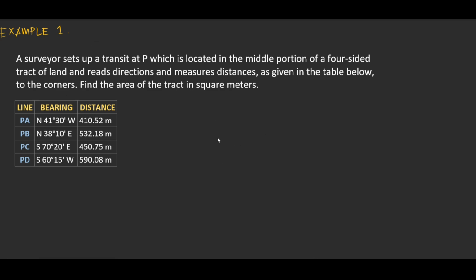Okay, so let's start by drawing P. So we have right here, okay, sorry because it's not that straight. Okay, so this is A, and 410.52, and then we have right here 41 degrees 30 minutes. Okay, so let's now move on to B.